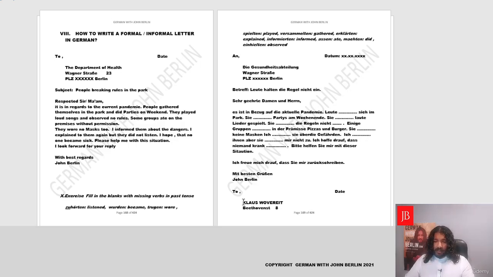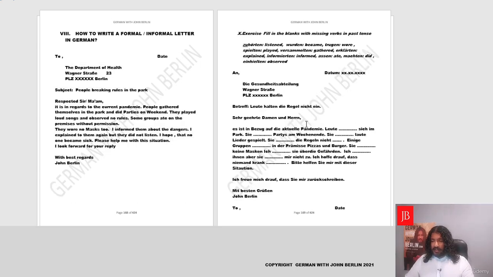Okay, now we have this letter written on the left in English and the translations are on the right, and we need to just fill in the right verbs in the blanks. Genau. So let's find out if we can do it. We'll go sentence by sentence, so we'll go from the top, to be precise. First we write, like in English, to. In German we write an.